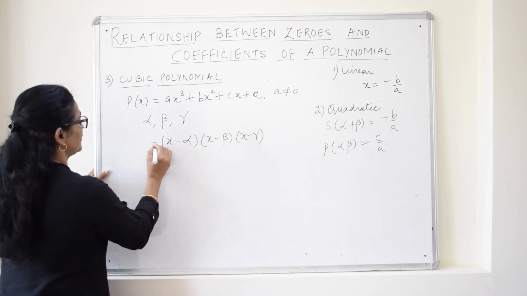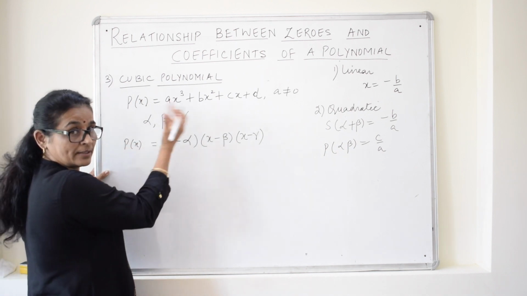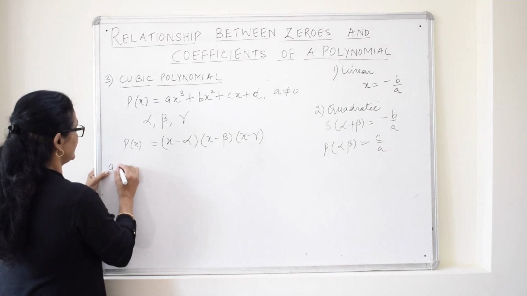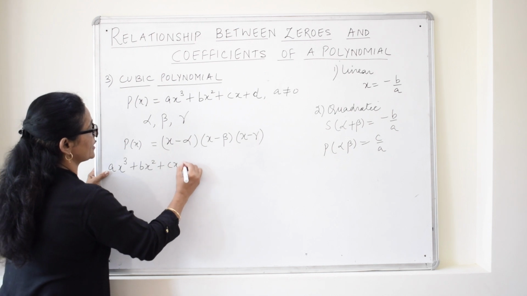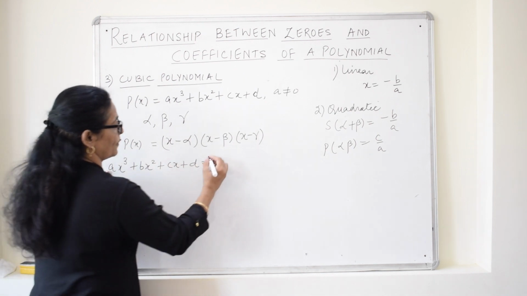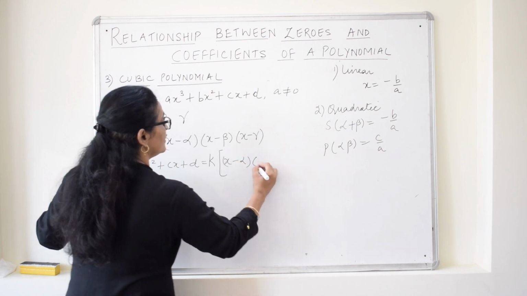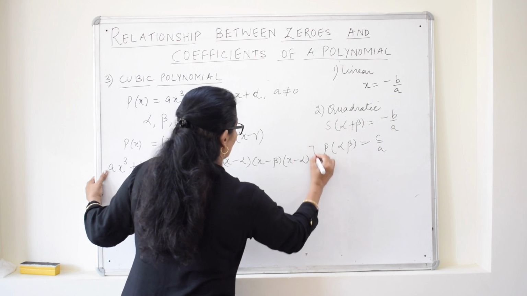The same way we will introduce a constant as we had done in the quadratic polynomial, and we will write the standard form this side. So ax cube plus bx square plus cx plus d is equal to k into x minus alpha into x minus beta into x minus gamma.